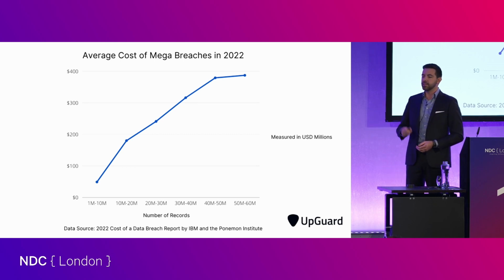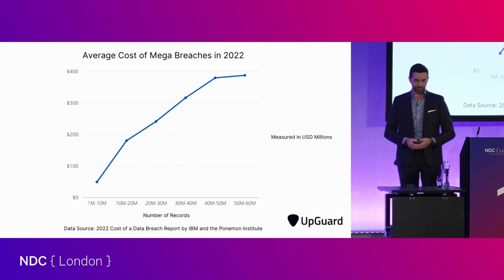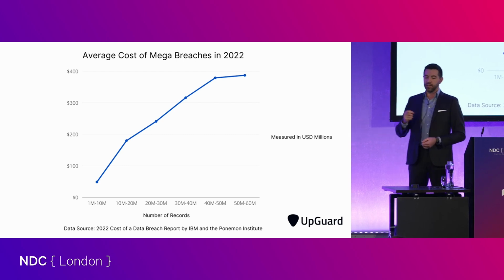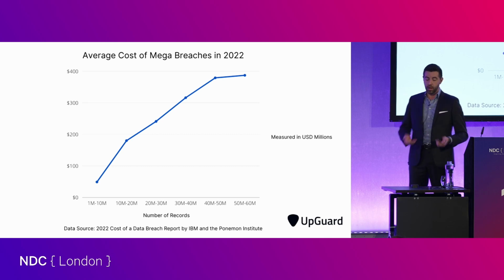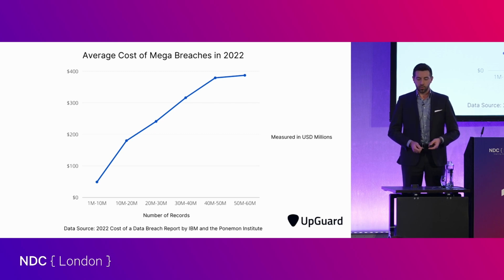all sorts of different things. And this is where you get into what we call mega breaches, which is over 1 million records breached. And this cost becomes extremely high, right? We're looking at hundreds of millions of dollars in terms of fines and trying to recover these systems and compensation for the users whose personal data is now out in the world.